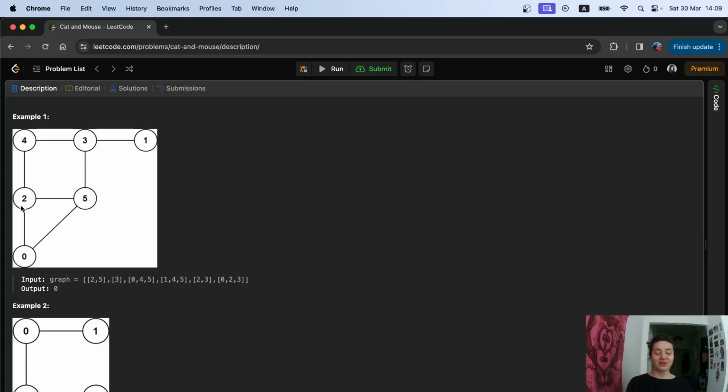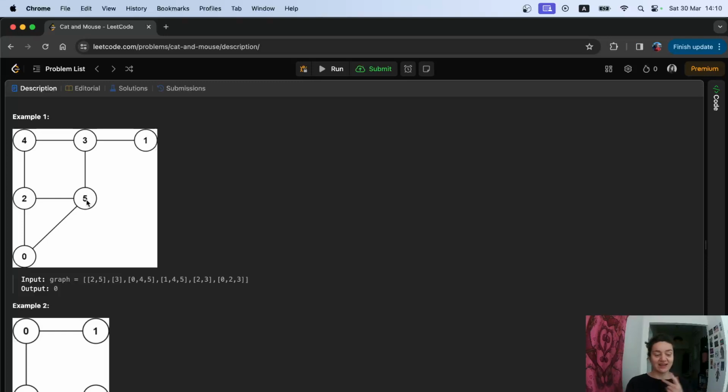Now the cat will go from 2 to 5. Let's try this. So the cat is at 5. Now the mouse at 3 will not go to 5, will not go back to 1, he'll go to 4. So now the mouse is at 4, and again the cat from 5 has two options. He can either go to 3 or to 2.